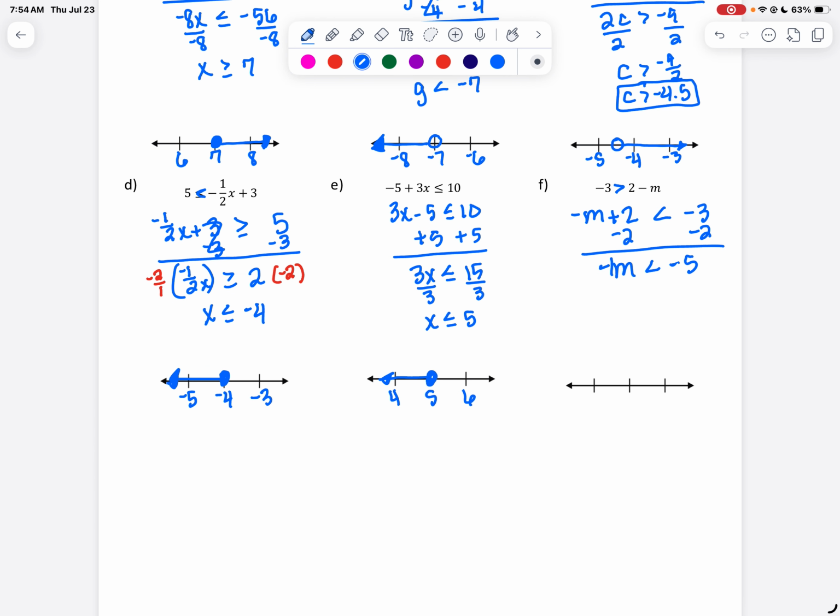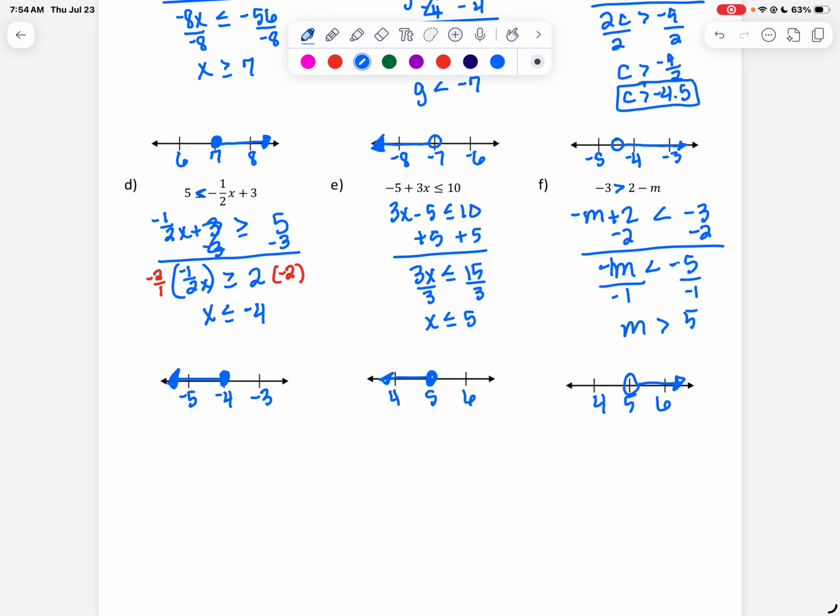Now, remember, this is an understood 1, so I'm going to divide both sides by negative 1. And when we divide by a negative, we reverse the symbol. So negative 5 divided by negative 1 is positive 5. So 4, 5, 6. Open circle at 5. For greater than, shade right.